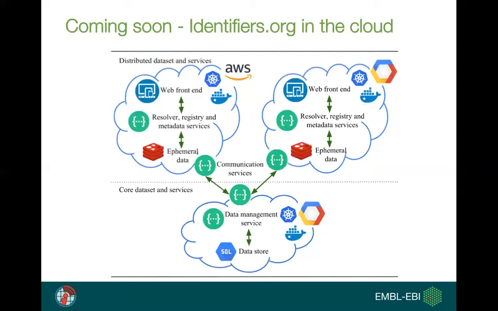So what we are planning is we will have two layers. One layer is the core data set and services, and then the distributed layer. The distributed layer will get the information that's needed for redirection, and the registry and metadata, and will be hosted in multiple different clouds and different locations. So the queries will be answered fairly quickly, depending on the geographical location.